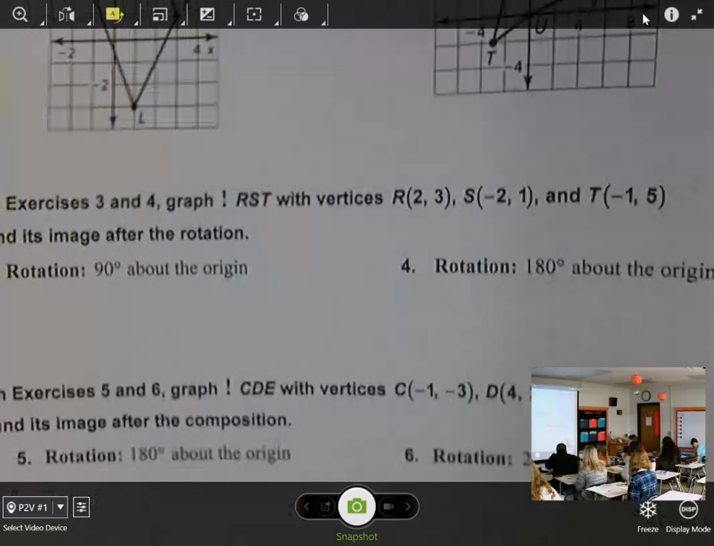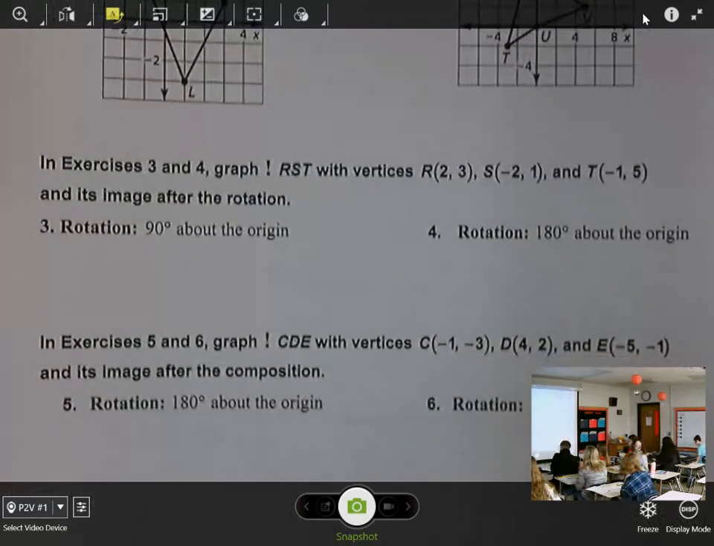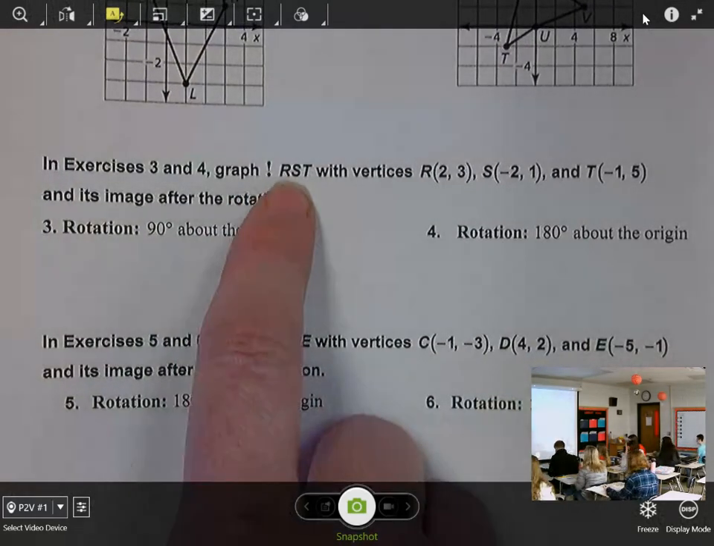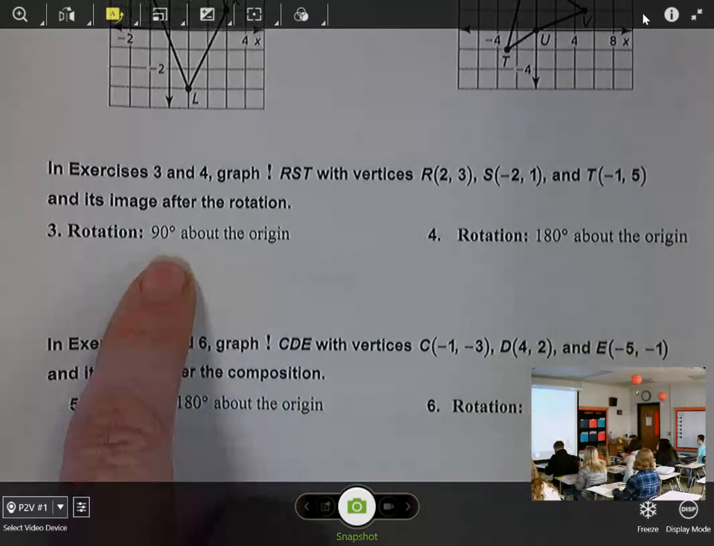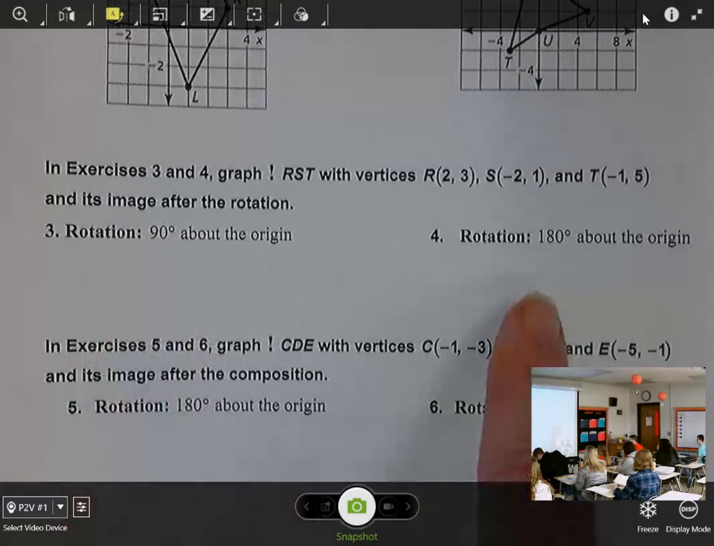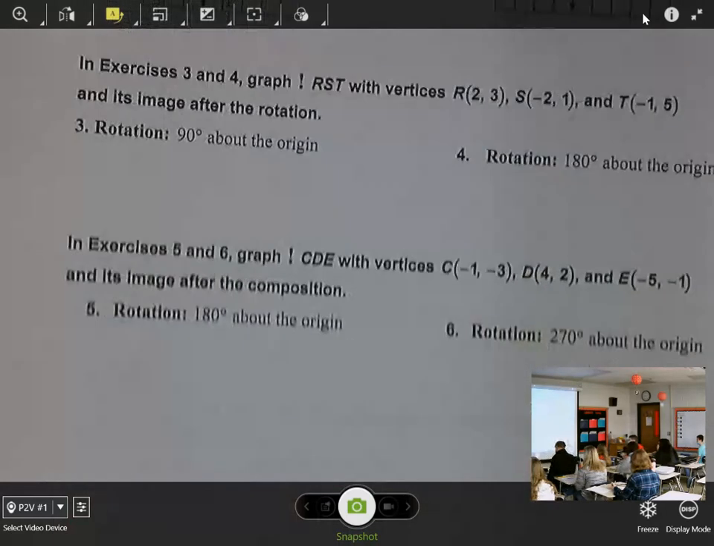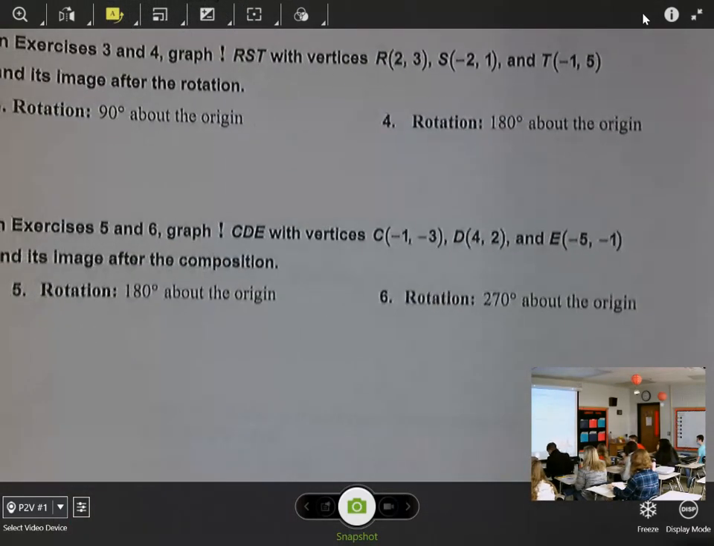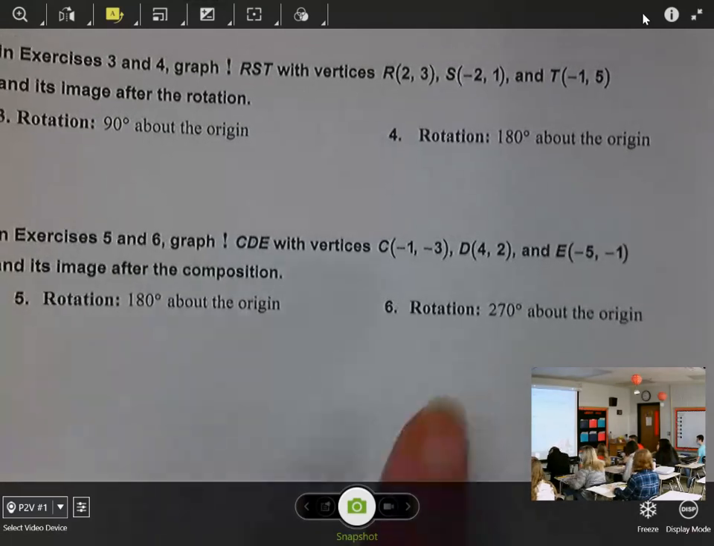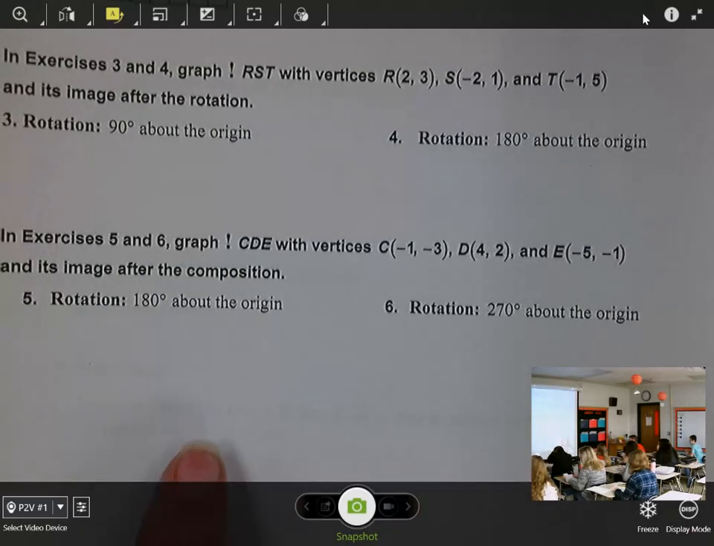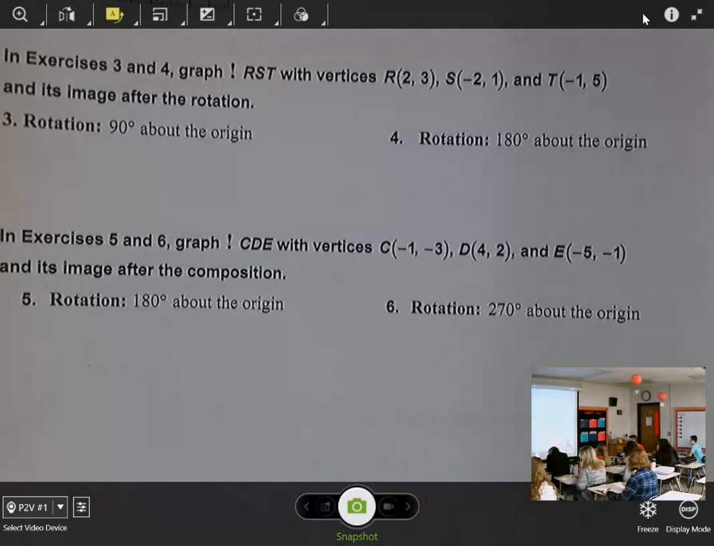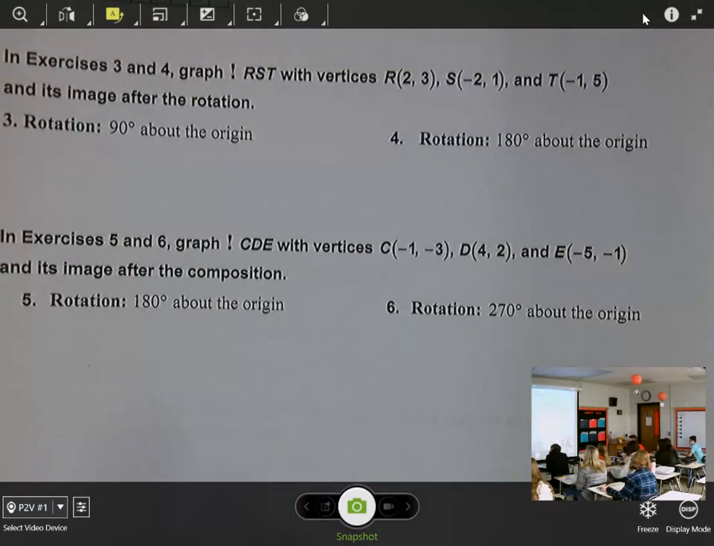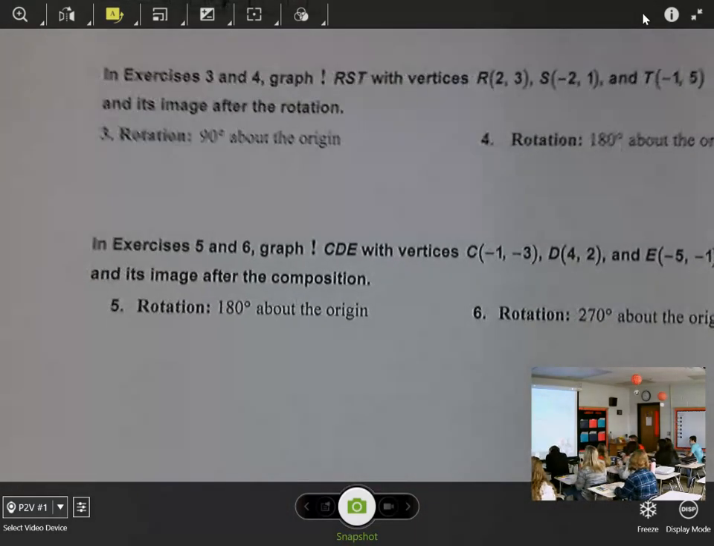And then it says 3 and 4. That should say graph the triangle RST with these vertices and its image. Number 3 is a 90-degree rotation, and number 4 is a 180-degree rotation. And then 5 and 6 says graph triangle CDE with those vertices and its image. 5 is a 180-degree rotation. 6 is a 270-degree rotation. And then you'll do all 6 problems on graph paper.